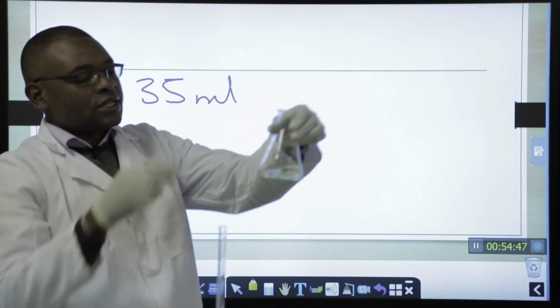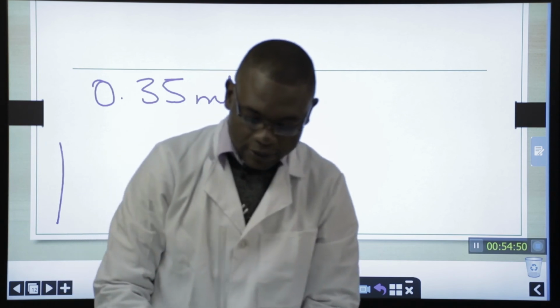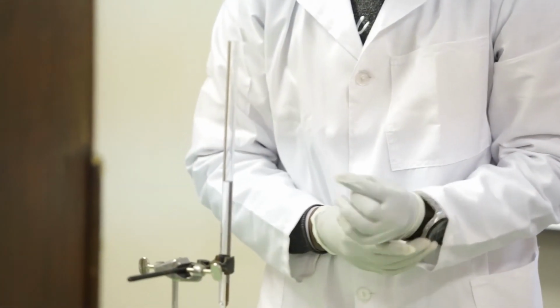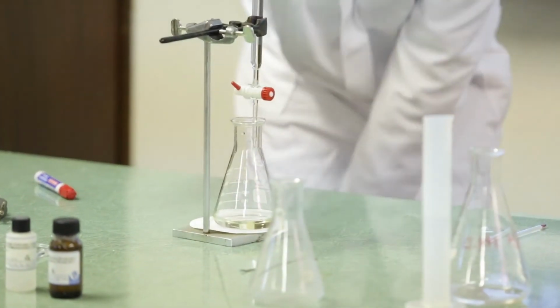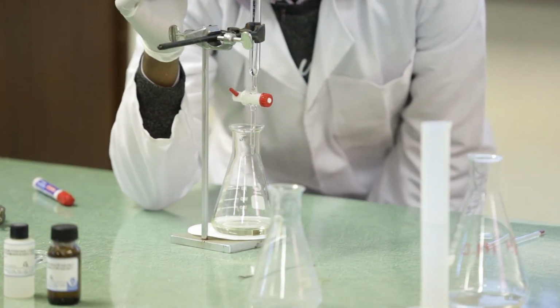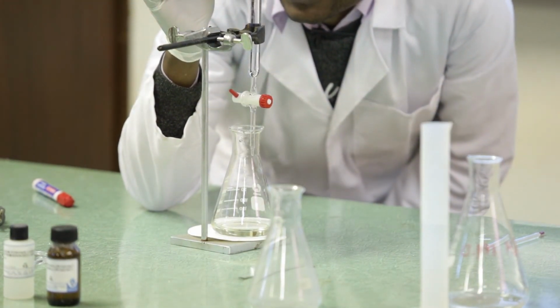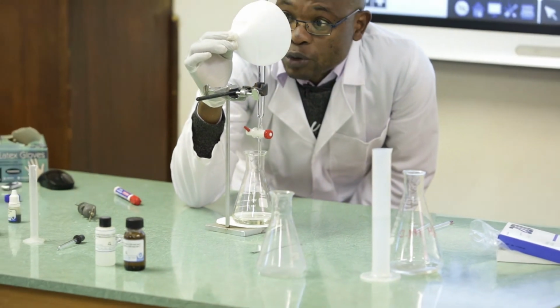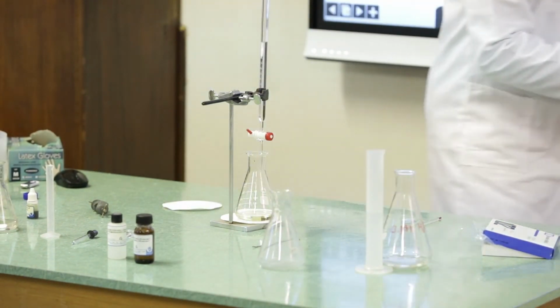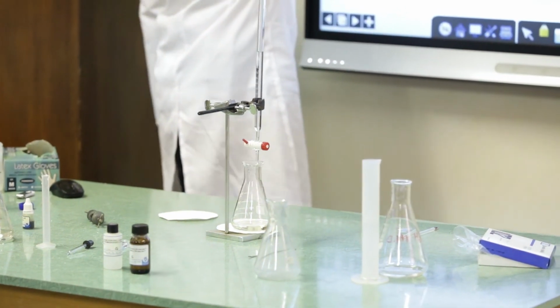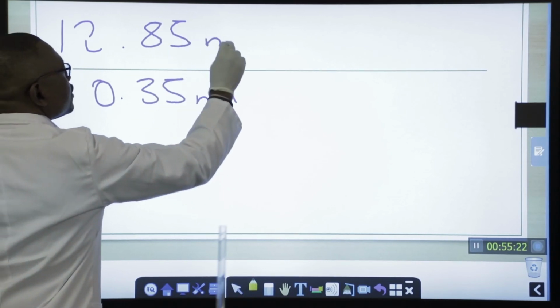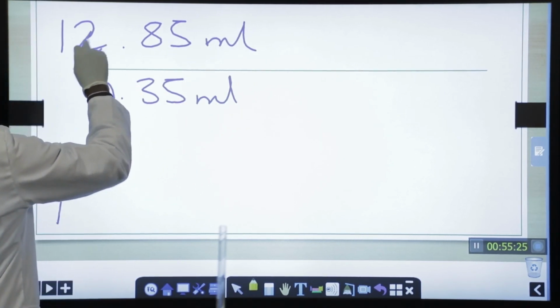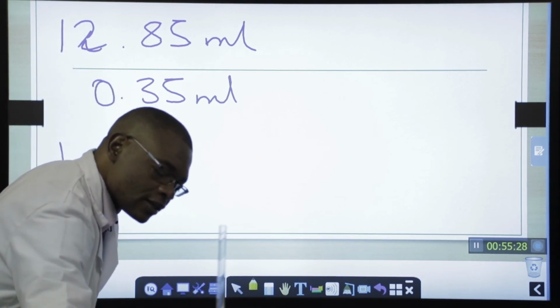So we can consider this as a rough estimate, because I was not so careful and I didn't know which value I was getting to, which is taking me closer to the end point. So I'll consider this as my rough estimate. So let's see how much volume of the sulfuric acid I have used. So here we are. This is something like 12.85. My measurement is 12.85 milliliters. So how much of the sulfuric acid did I use to bring the color change here?